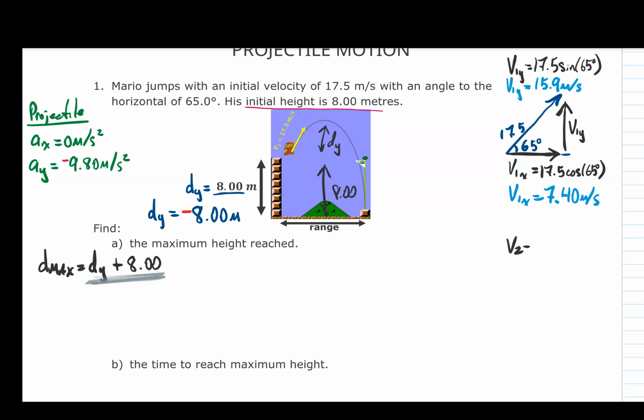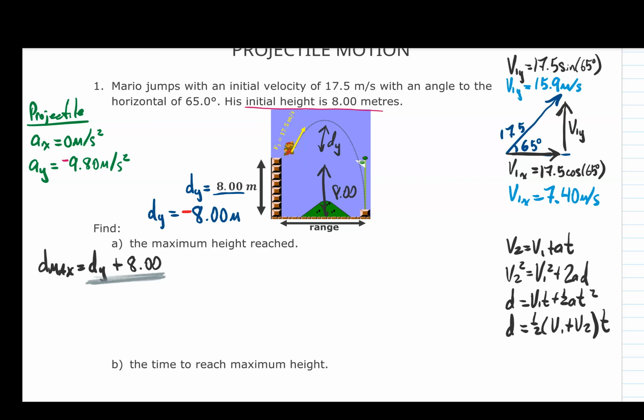I know that I have V2 equals V1 plus AT. That won't help us here. Maybe let's try another V2 formula. V2 squared equals V1 squared plus 2AD. That one looks promising, actually, but I'll keep going. D equals V1T plus 1/2 AT squared. And then D is 1/2 (V1 plus V2) all times t. So one of these equations is going to be the jackpot here, and I'm pretty sure that this one here is what I need. So let me show you why.